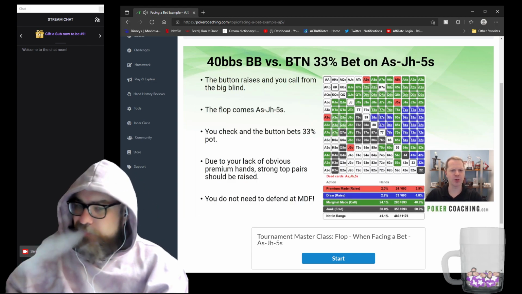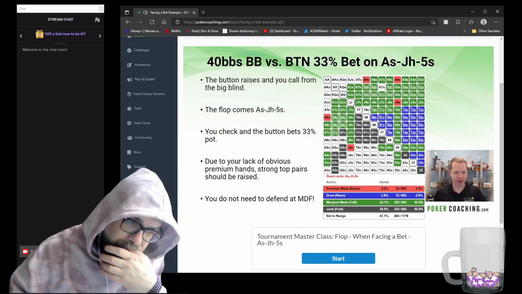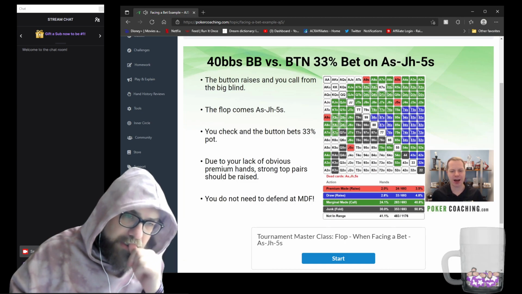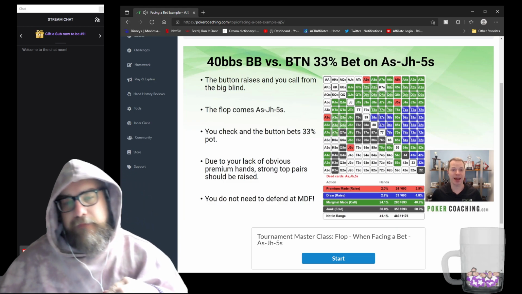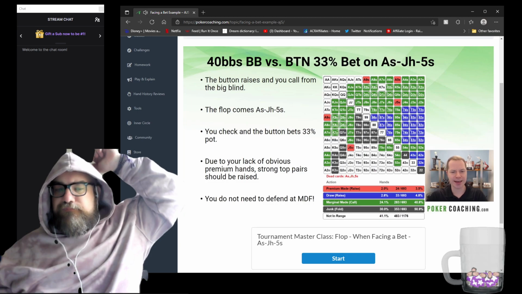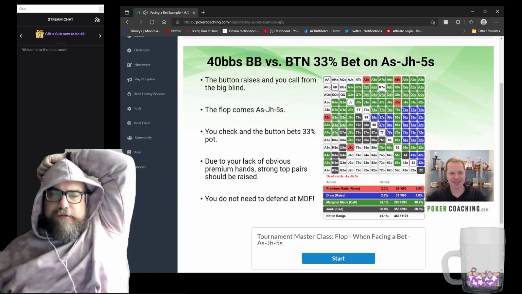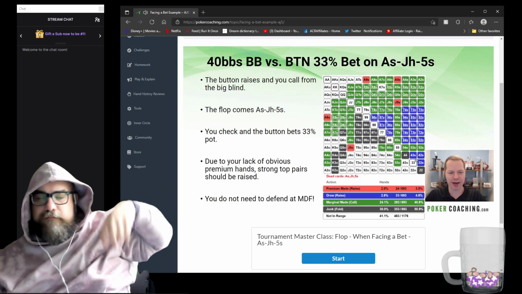Now let's take a look at when the button raises and we call from the big blind. Okay, button raises, we call from the big blind, flop comes ace, jack, 5, and now the opponent's betting 33% pot, because that's what size they use most of the time in this scenario. So let's go through this again and categorize our range. And this is a neat spot because we have a complete lack of premium made hands, but we have a decent number of draws that would really like to raise.